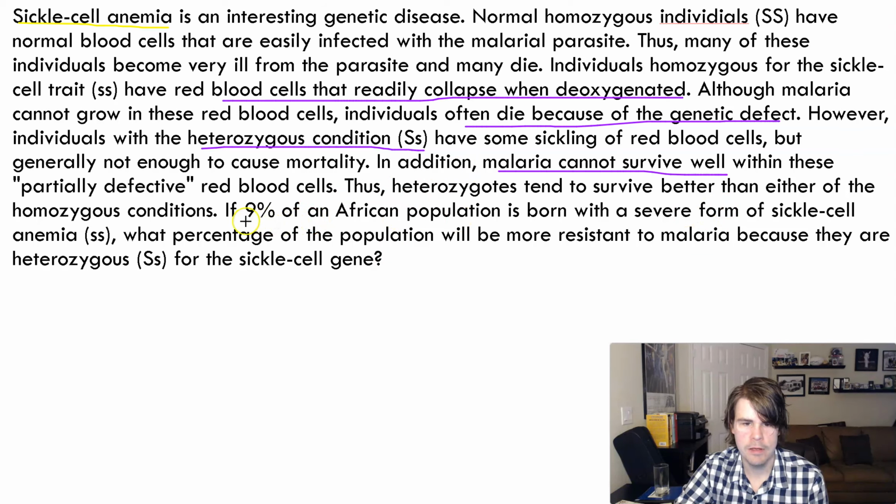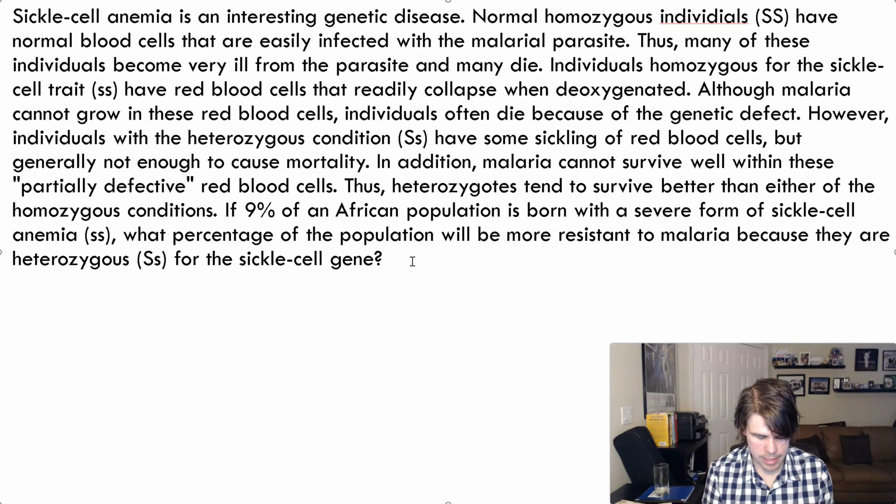So here's our problem. If 9% of an African population is born with a severe form of sickle cell anemia, 9% is SS, what percentage of the population will be more resistant to malaria because they are heterozygous? So they gave us homozygous recessive, and they're asking us to find heterozygous. So what do we do with this? Well, we first have to understand what they gave us. Did they give us P squared, 2PQ, Q squared, or did they give us P or Q?